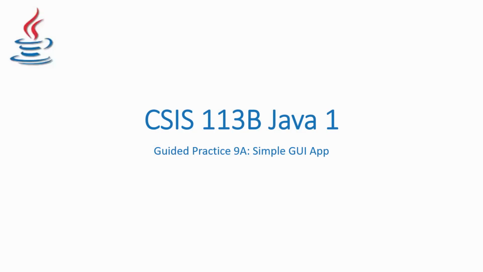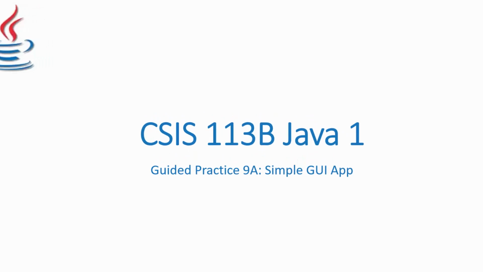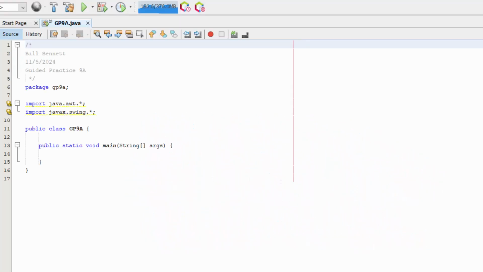In this video, you'll be learning how to complete Guided Practice 9A, which will teach you how to build a simple GUI app. Up until this point, you've been building console apps. So starting with Module 9, you will begin learning how to build graphical user interfaces using Java code.